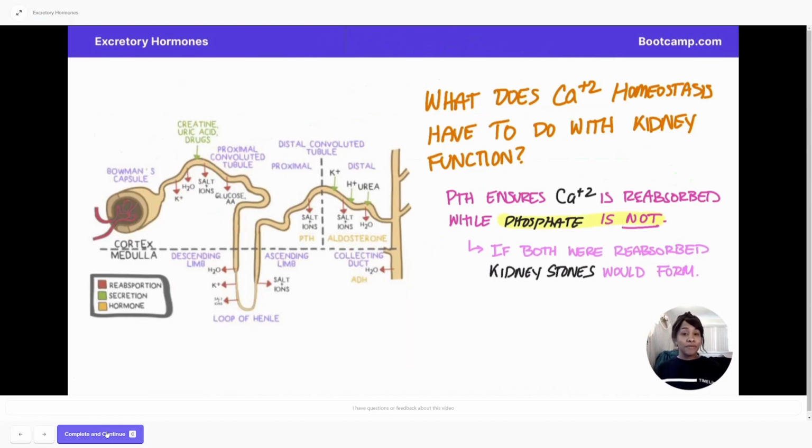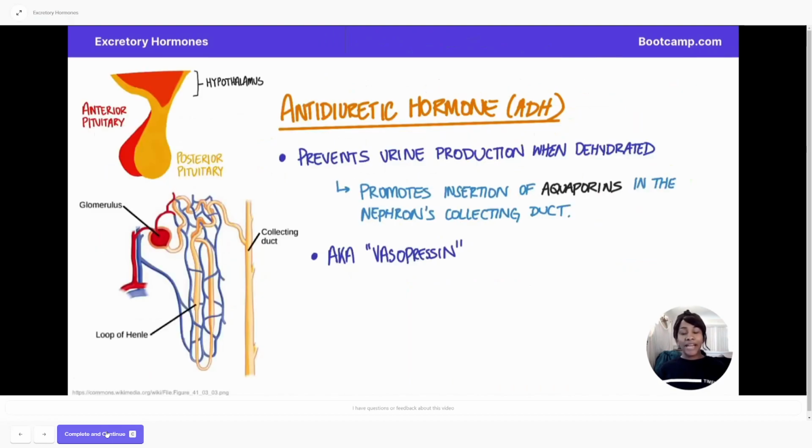And this is because of some simple chemistry. If the calcium were to be reabsorbed alongside the phosphate, they would react to form a salt that would then get lodged in the kidney. And this is called a kidney stone. Now, kidney stones are made up of different materials sometimes, but you can get calcium-based ones. And this is the mechanism that is thought to cause these calcium-based kidney stones, when they come together with phosphate during this process.